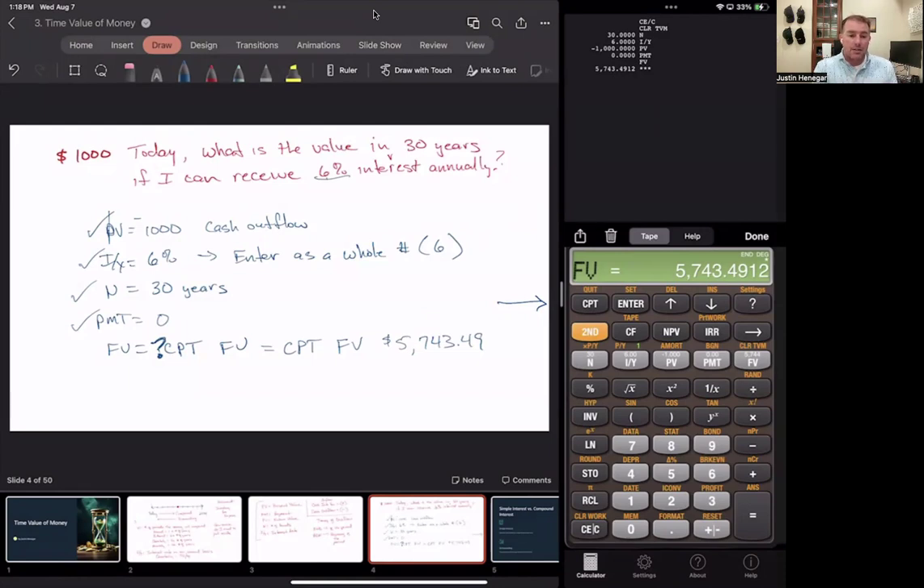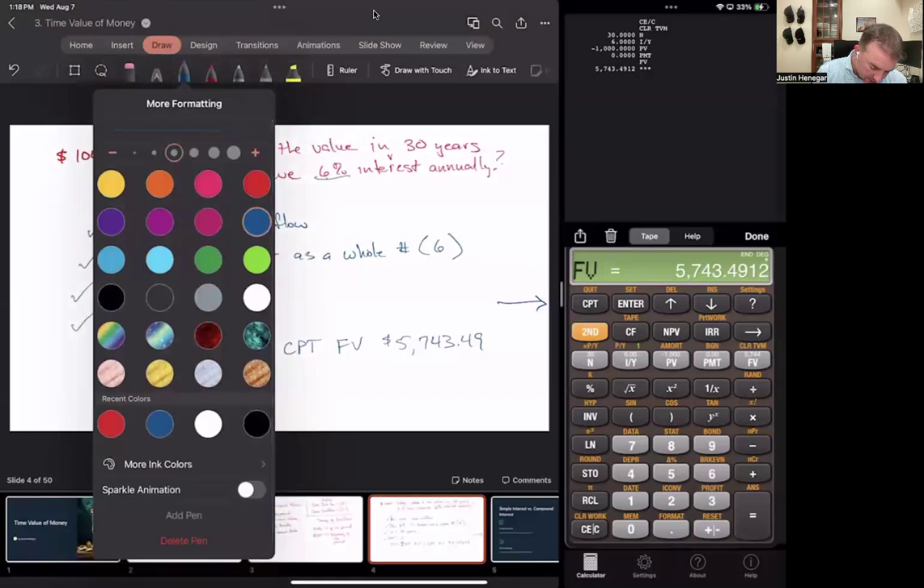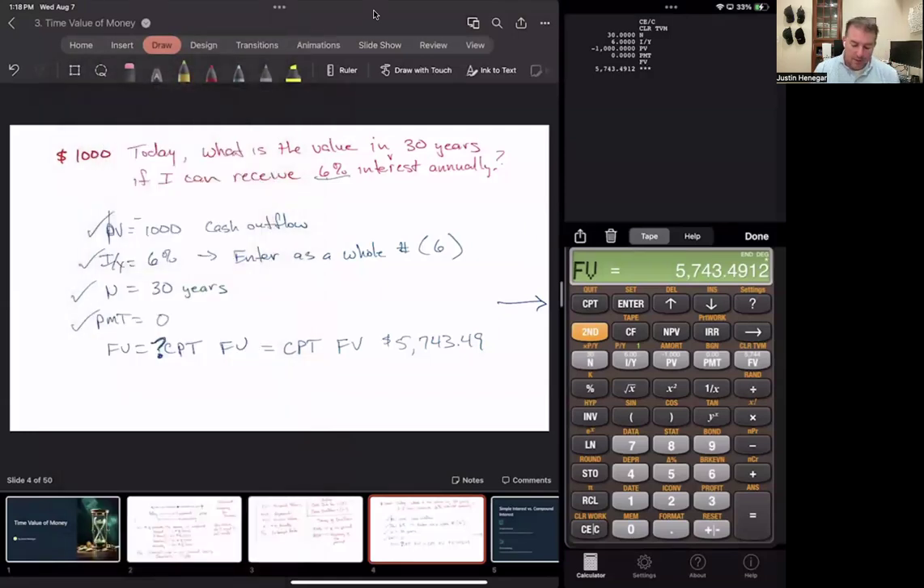So this is good. I gave $1,000. It invested at 6% for 30 years. And then now, after 30 years, I'm receiving $5,743.49. Okay. All right. Are we okay with that? Now, let's make a quick adjustment. I'm going to change colors just so that we can see what will happen here.